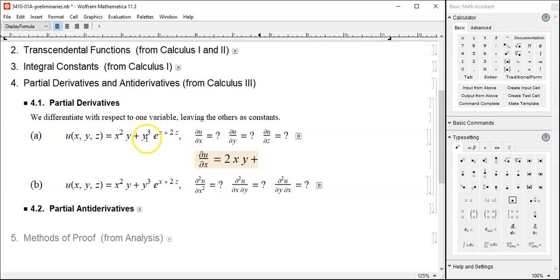How about this part? Y cubed is just a coefficient. Stay there. And derivative of exponential function. Exponential always stays the same. And then by chain rule, we have to multiply the derivative of the inside. What's the derivative of the inside here? What's the derivative of x? That's 1. And what's the derivative of 2z? Is it 2? No, it's 0 because the variable is x. As far as x is concerned, z is constant. So this is 2xy plus y cubed times this exponential.